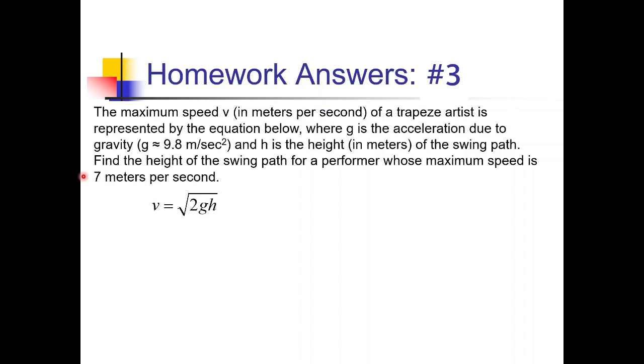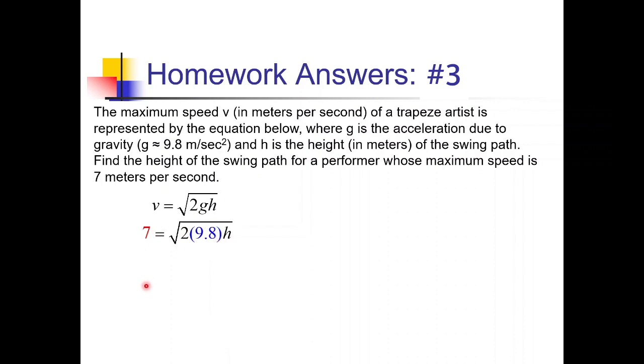So for v, that's this 7 here, the speed or velocity. Those are slightly different things, but for this problem, we'll consider them to be the same thing. And then we've got the radical of 2 times 9.8 times h. So in order to solve for h, eventually we're going to have to get rid of this square root. We might as well just square both sides of the equation right now.